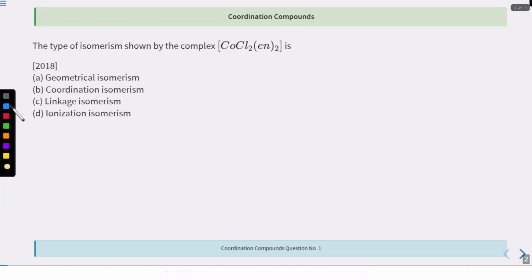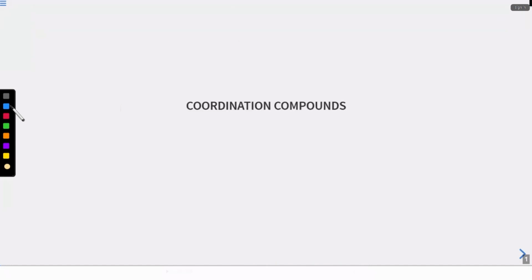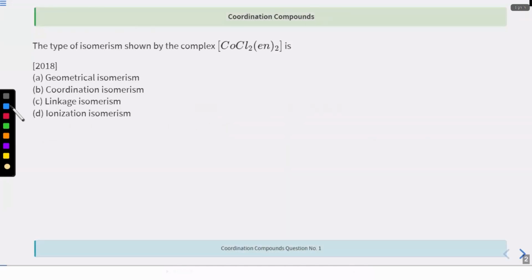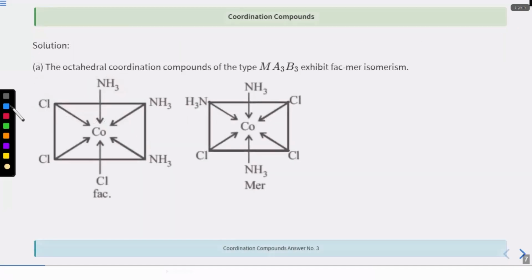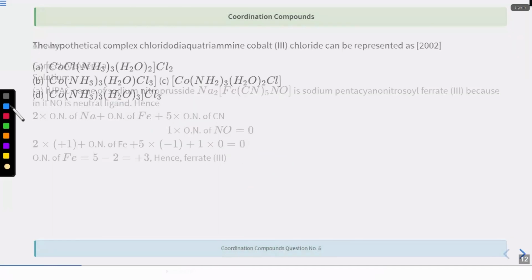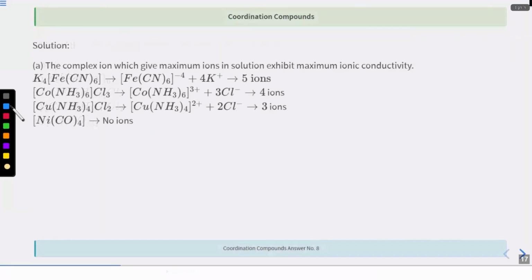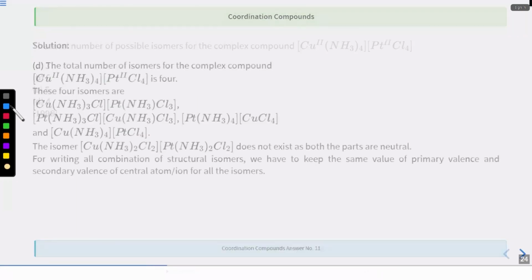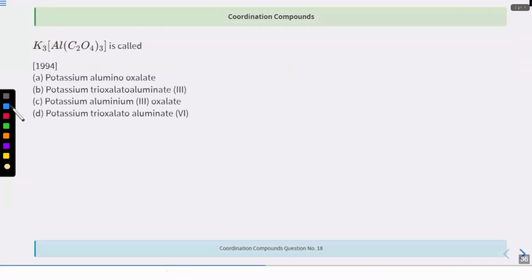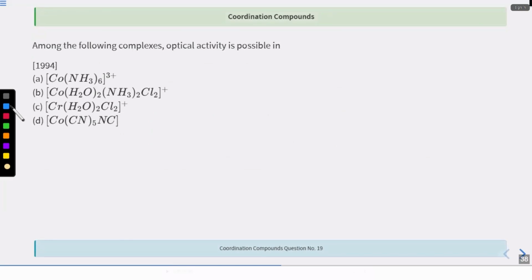So, yesterday we were discussing some past year questions on coordination compounds from chemistry. We had completed till question number 18, and today we will be moving ahead with it. So, let's start. We had completed till this question, and today we will be starting with question number 19. Okay, so this is my question number 19.